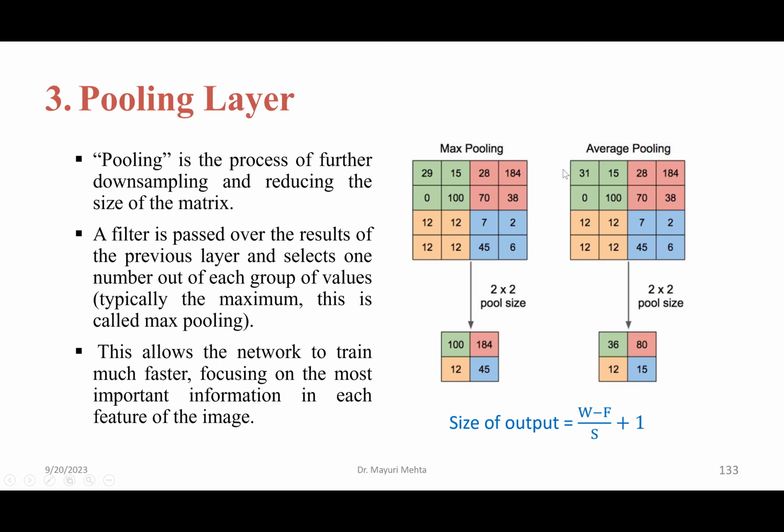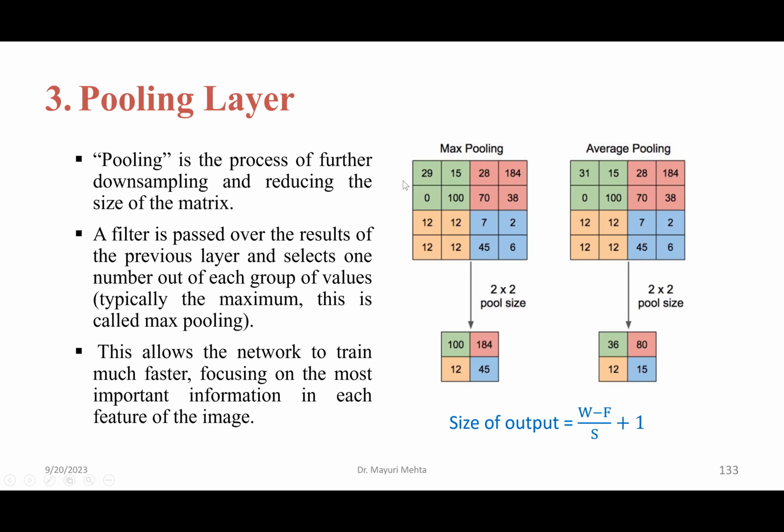Average pooling, as its name suggests, what does the name suggest? Take the average. So again, we have considered our 2x2 pooling. We have to take the average of these four values: 31 plus 15 plus 0 plus 100 divided by 4. The average will be 36. Here, 28 plus 184 plus 70 plus 38 divided by 4. The average would be 80. Right? You can verify. I told you yesterday to keep a notebook and pen with you. Right? So this is how average pooling works.